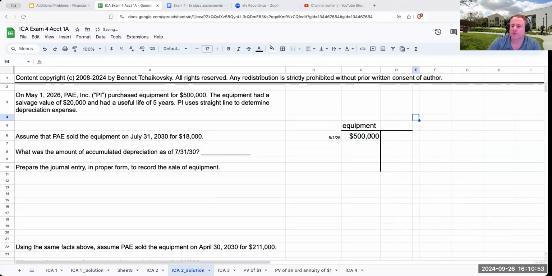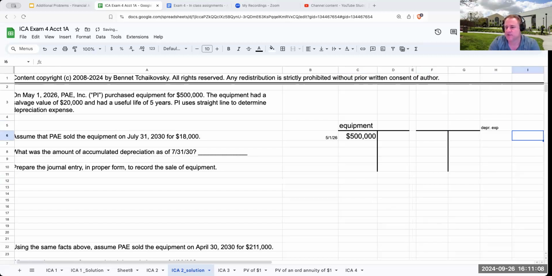Now, in terms of what happens with this equipment every year, we have to record depreciation expense. When we record depreciation expense, we are debiting depreciation expense and we are crediting accumulated depreciation. Depreciation expense is a temporary account. It gets closed out to retained earnings. Accumulated depreciation is a contra asset account. It's going to reduce the carrying value of the equipment.